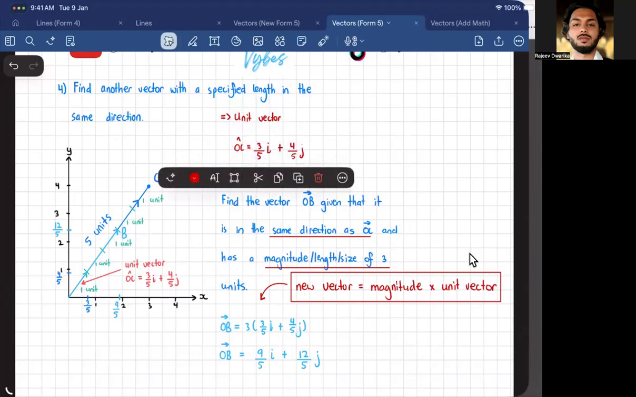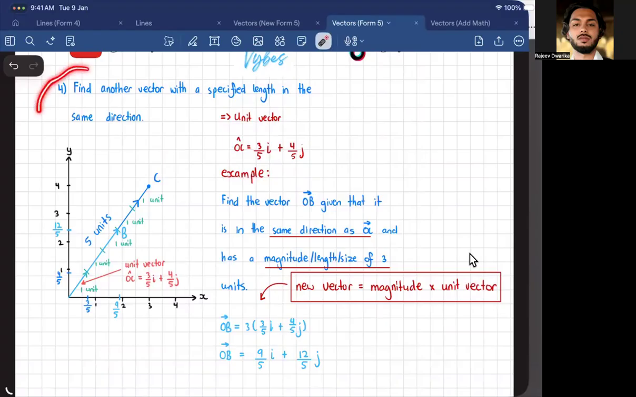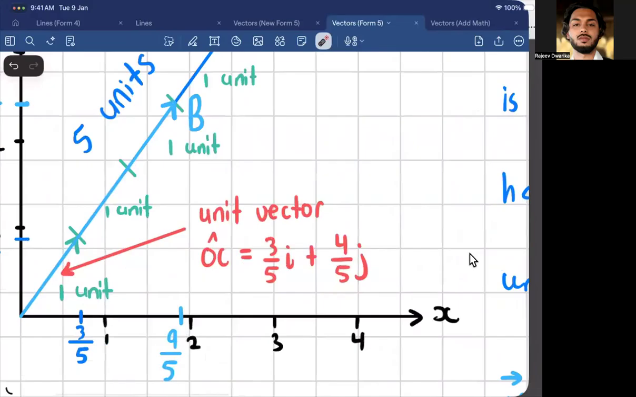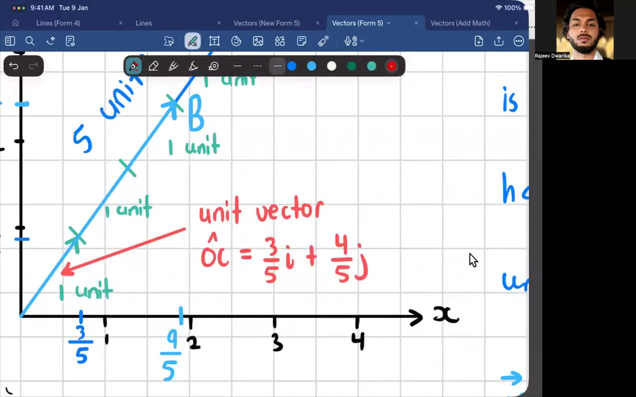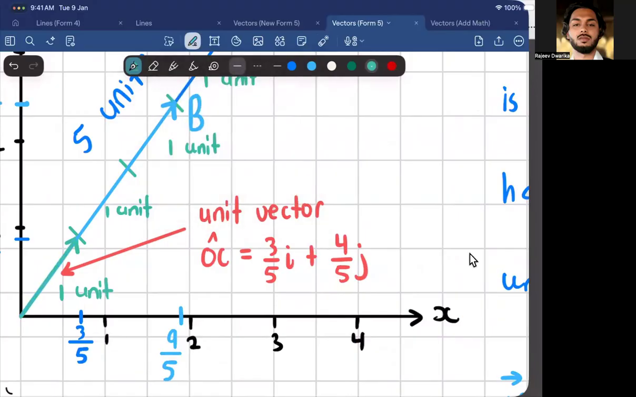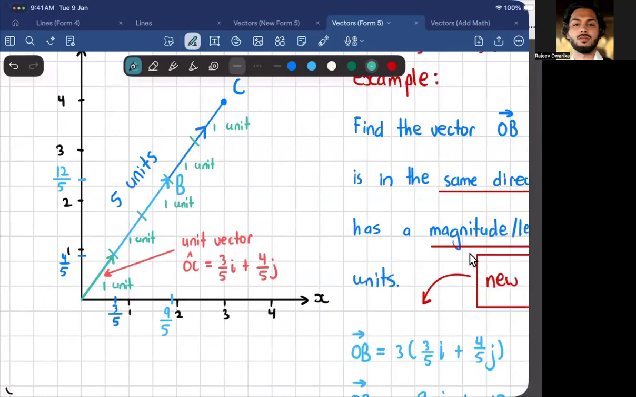All right. So, Perseus, I want you to read this one. Find another vector with a specified length in the same direction. First things first, a specified length. They could tell us any length, right? They could say like 5, 7, whatever. And then they say in the same direction. Perseus, let me run through something, right? I realize you can't really see it the way it is right now.